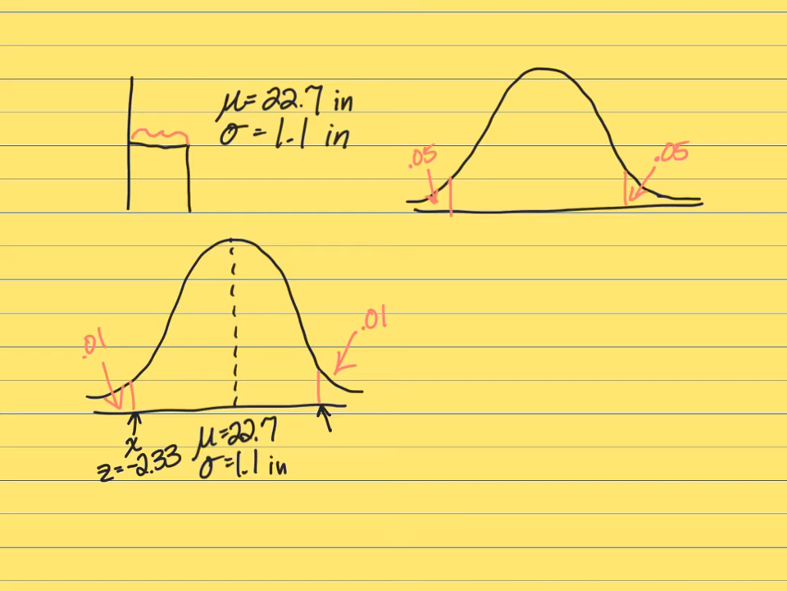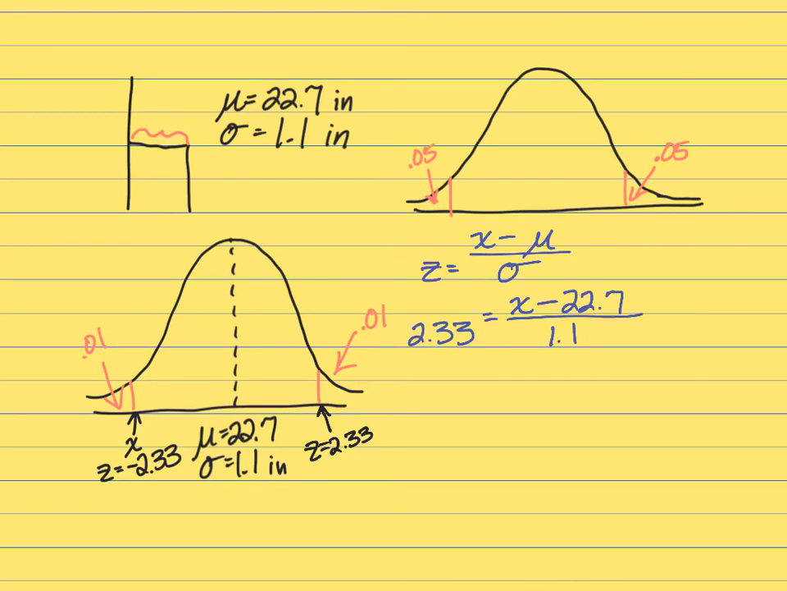And so that's the z-score there. And of course, the z-score up here is 2.33. So those are the z-scores, but we need to convert them to their inches measurement. Okay. So we're going to use our little formula. Remember our formula that we use for z-scores. Looks like this. The z is equal to x minus mu over sigma. We know z. We can use either one at this point. Let's use the positive. 2.33 equals x, which is unknown, minus 22.7 over 1.1.